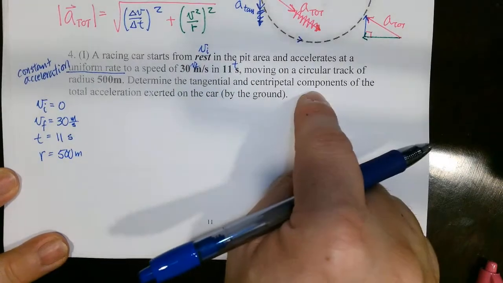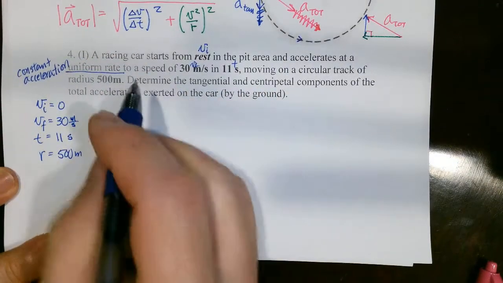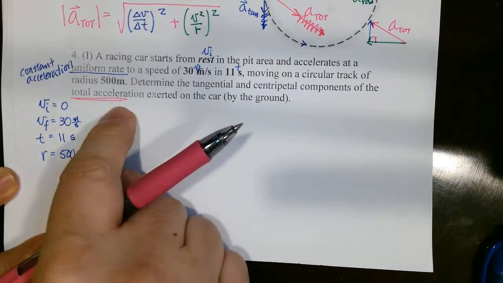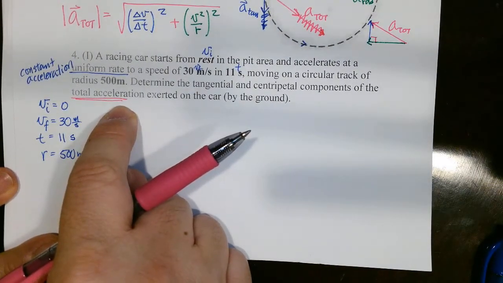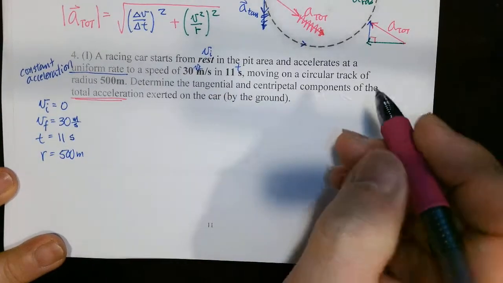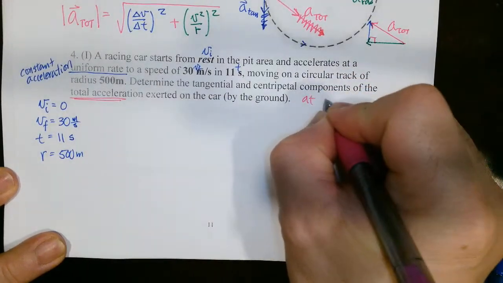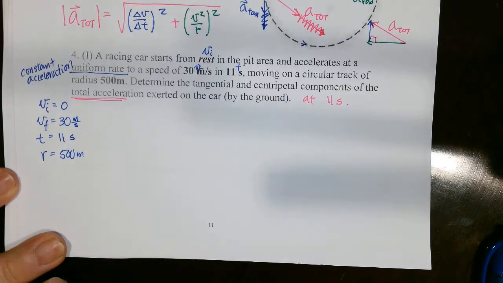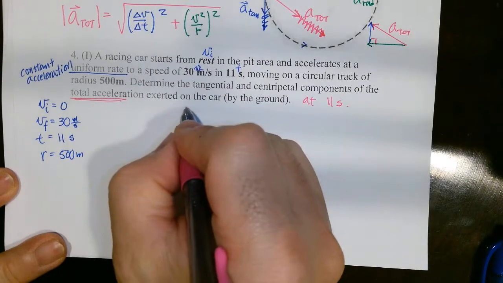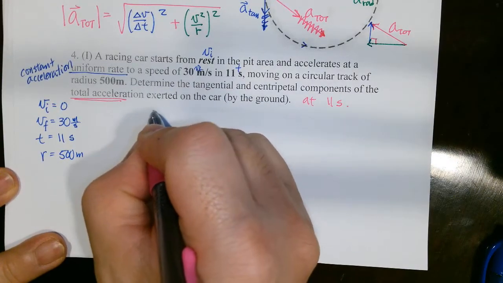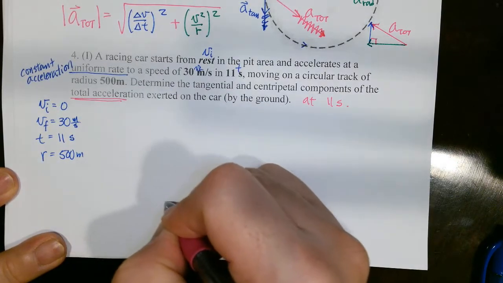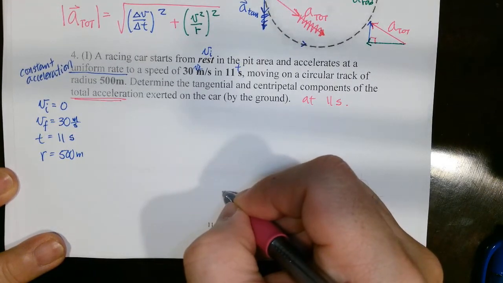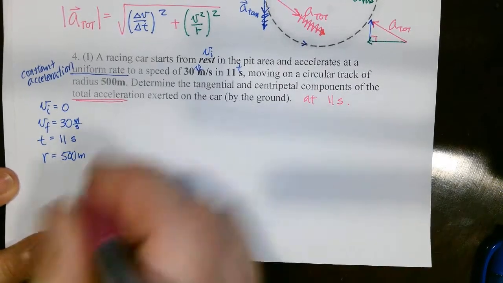Determine the tangential and centripetal components of the total acceleration. They want us to find out what the total acceleration is at 11 seconds. So, if this thing started at rest and then starts to accelerate, going faster and faster to 30 meters per second, we don't know where it is, and we could probably figure it out. We want to know at that point.